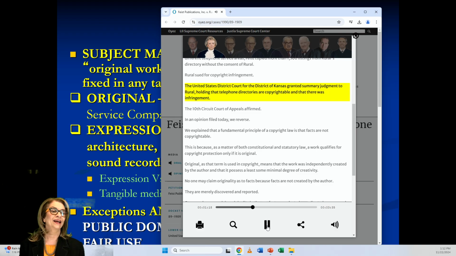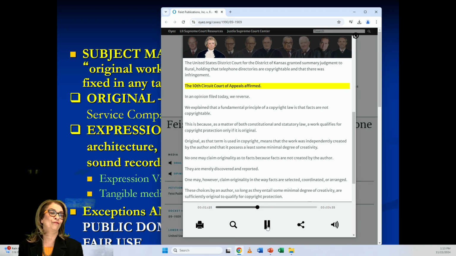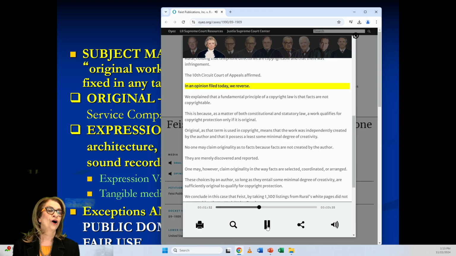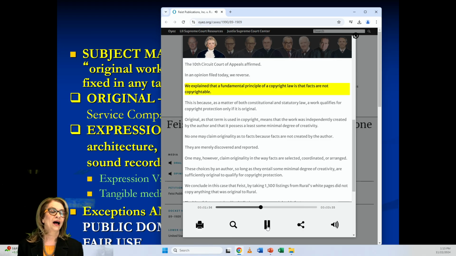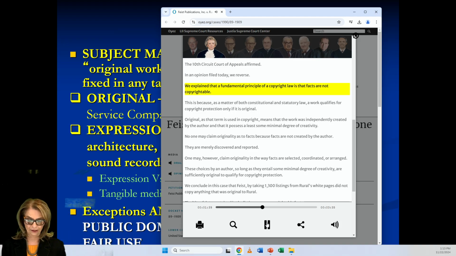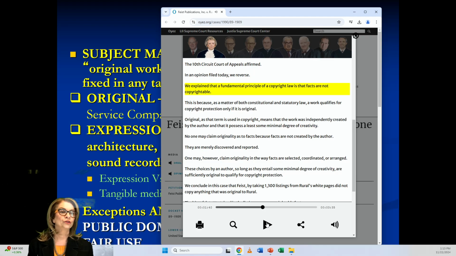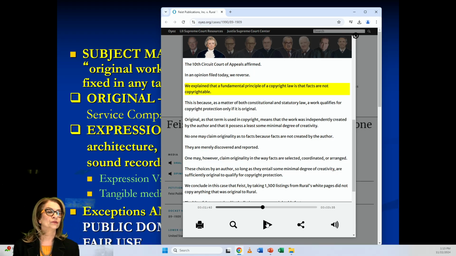The United States District Court for the District of Kansas granted summary judgment to Rural, holding that the telephone directories were copyrightable and therefore Feist infringed the right. The 10th Circuit Court of Appeals affirmed. The Supreme Court reversed, and they explained that the fundamental principle of copyright law is that facts are not copyrightable.